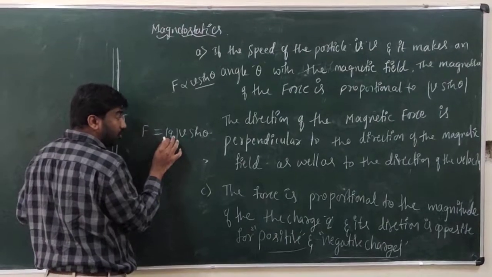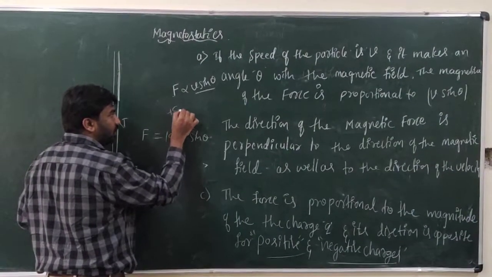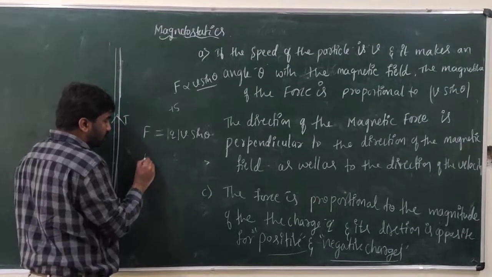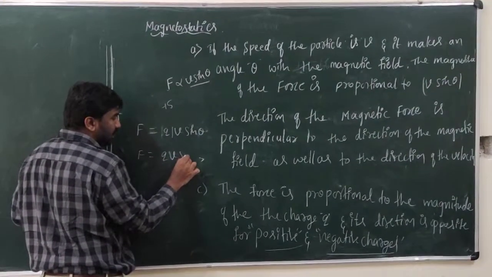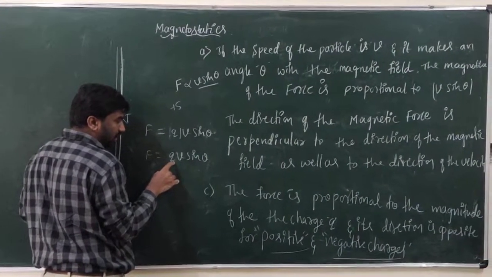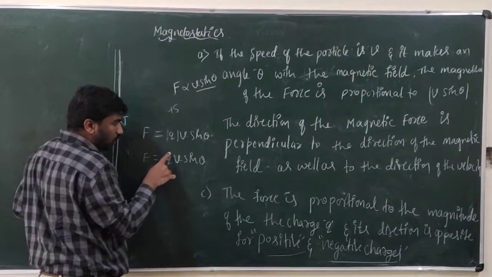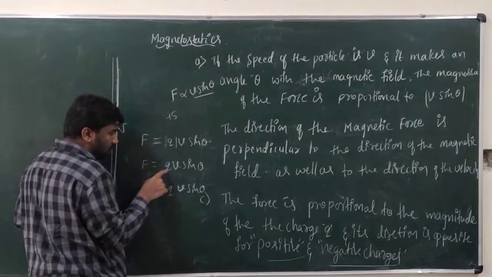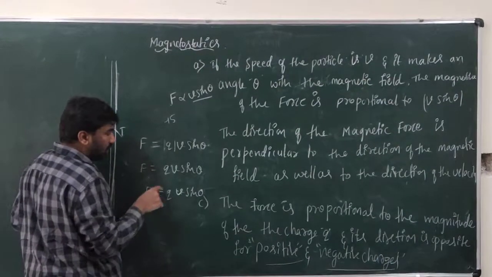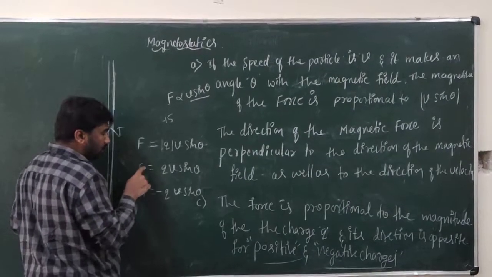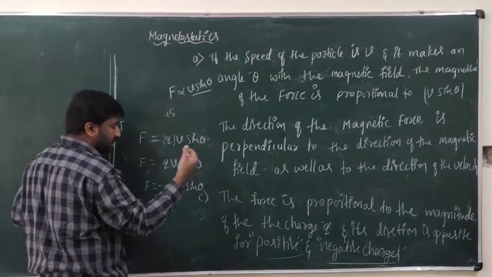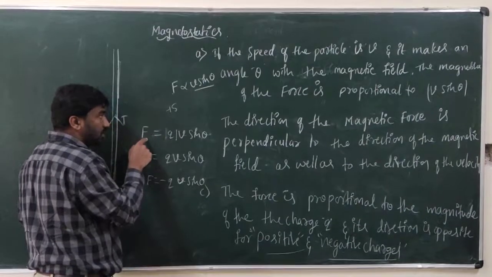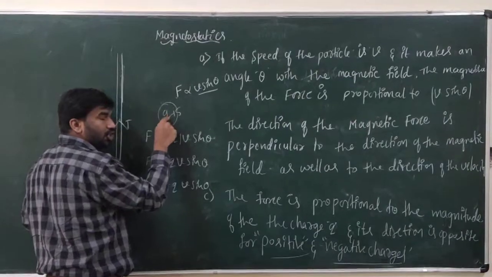It depends on the magnitude of the charge. If it is plus 5q, we write plus 5q. The direction is also opposite for positive and negative charges, so F equals q v sine theta. If we take q as a positive charge, F is q v sine theta; if we take q as a negative charge, F is minus q v sine theta, and the force directions for these two charges are opposite. If positive q gives the force along the x-axis, the negative q gives the force in the negative x-axis direction.